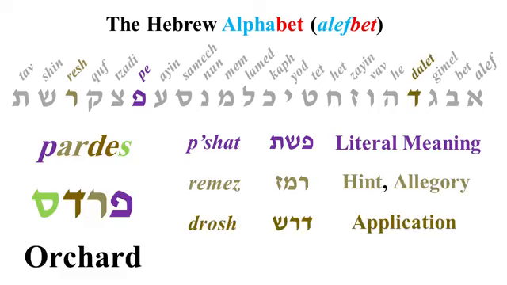Then you have the drosh level. The drosh level is the application. How do you apply that verse to your life? And then finally is the samek, the sod level. The sod is the Hebrew word for secret or mystery. So there's going to be some deeper things in that verse. The scribes and the sages and the rabbis believed that any verse can be broken down into these 4 levels, and you can be learning more and deeper things.